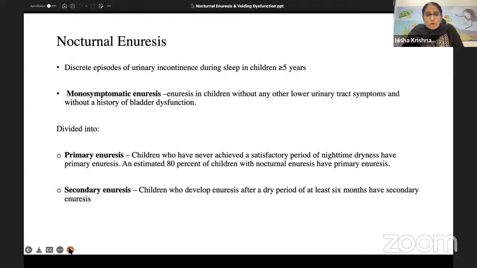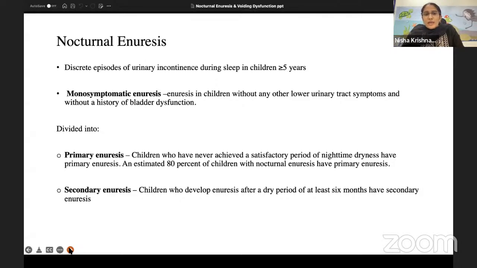Now, just to talk about nocturnal enuresis, which was the second part of pediatric urinary incontinence. Typically, when urinary incontinence occurs in a child in sleep after the age of 5 years, this comes under the category of nocturnal enuresis. It can be accepted that up to 5 to 7 years, children may have episodes of bedwetting, and they usually tend to grow out of this as they grow older.